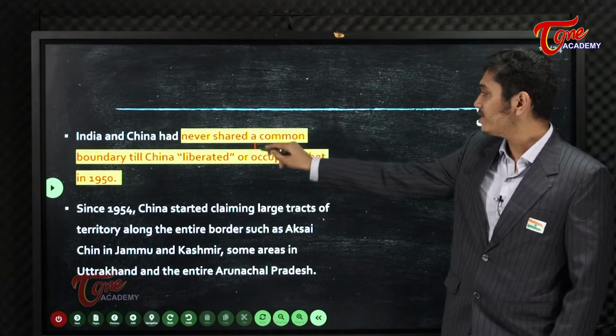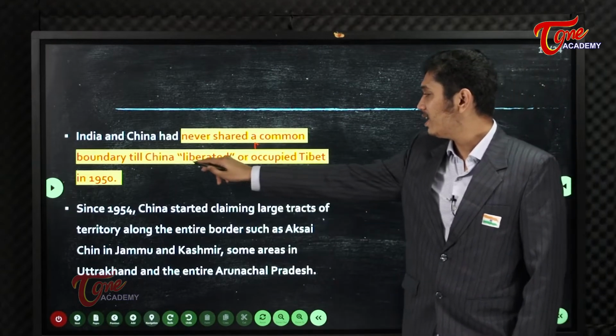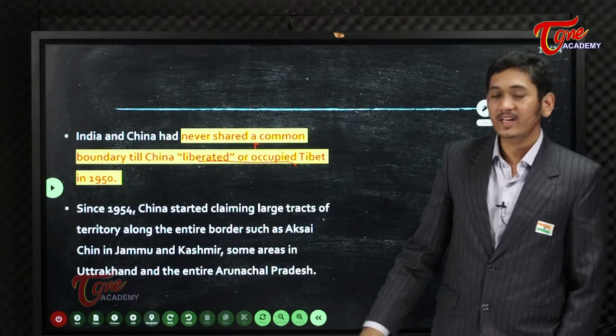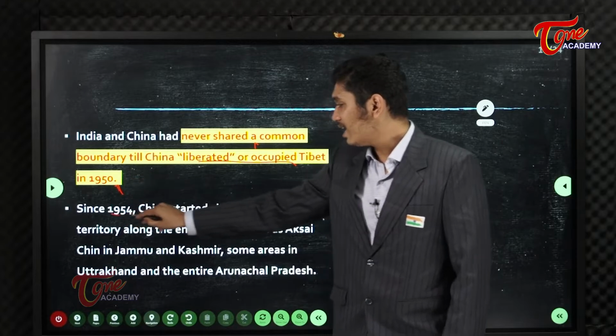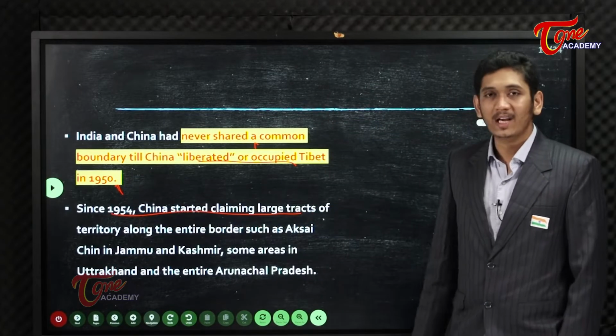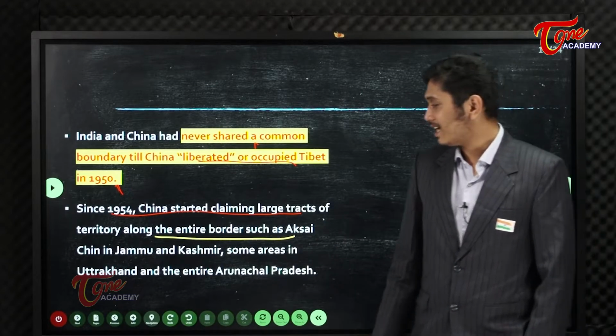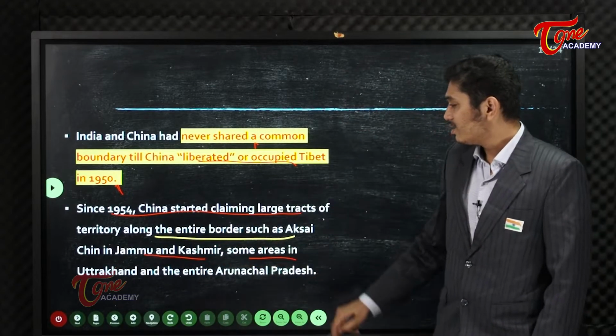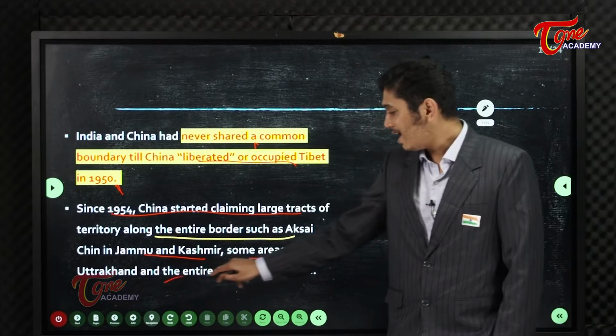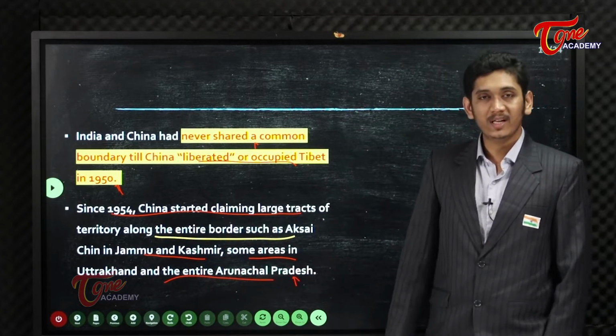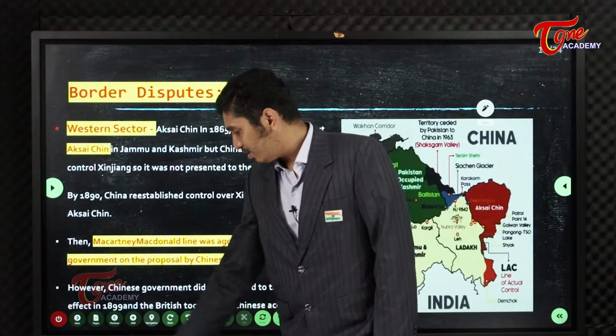India and China never shared a common boundary till China liberated or occupied Tibet in the year 1950. Since 1954, China started claiming large tracts of territory along the entire border, such as Aksai Chin in Jammu and Kashmir, some areas in Uttarakhand and the entire Arunachal Pradesh. They were saying it is a territory of ours.